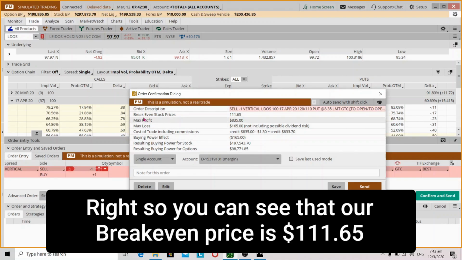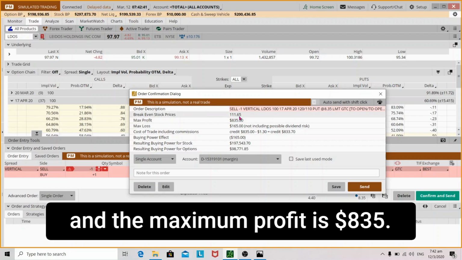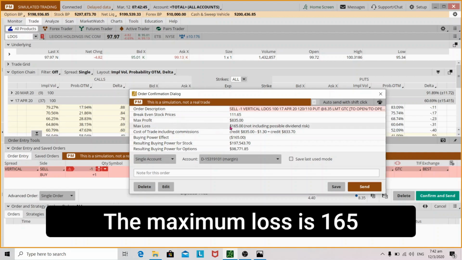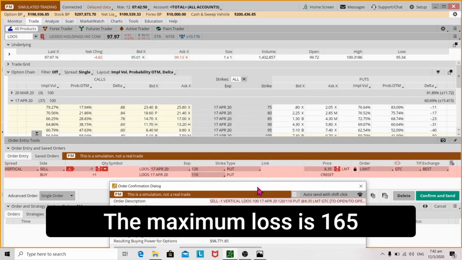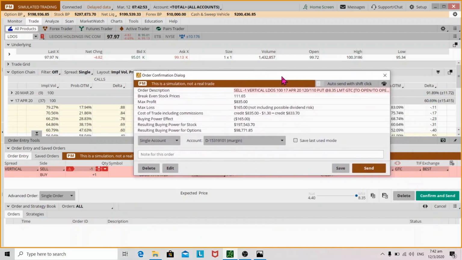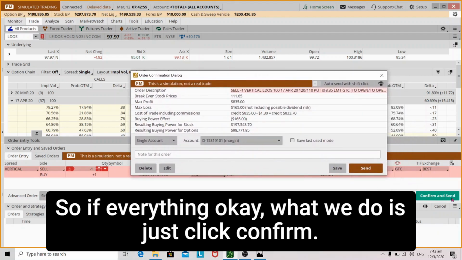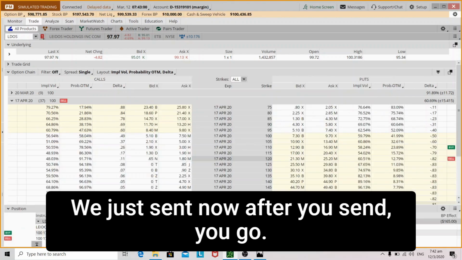So you can see that our break-even price is 111.65, and the maximum profit is 835. The maximum loss is 165. Okay, one contract, 120 credit. So if everything is okay, what we do is just click confirm. We just send. Okay, send.